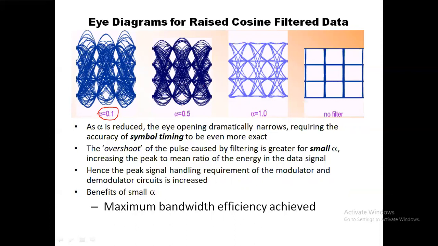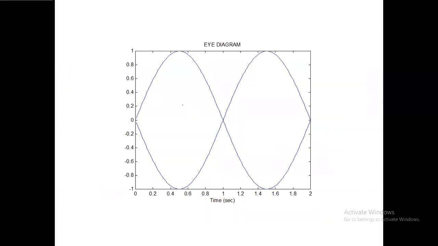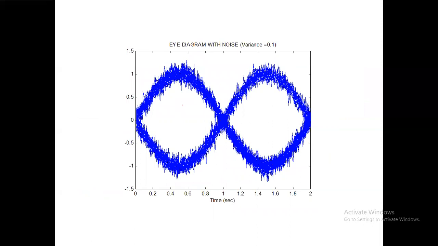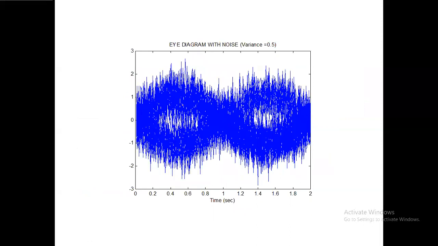As a result, the peak signal handling requirement of the modulator and demodulator circuit is increased. Of course, the receiver has to handle this overshoot value. This is the eye diagram generated in MATLAB, and this is the eye diagram with noise variance 0.1, and this is with the noise variance of 0.5.